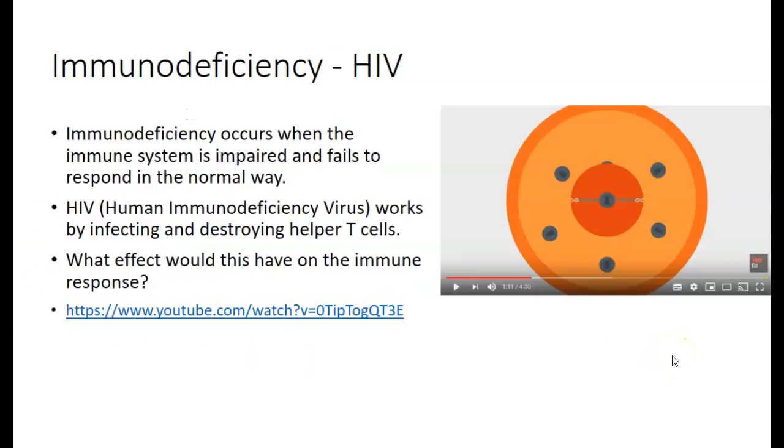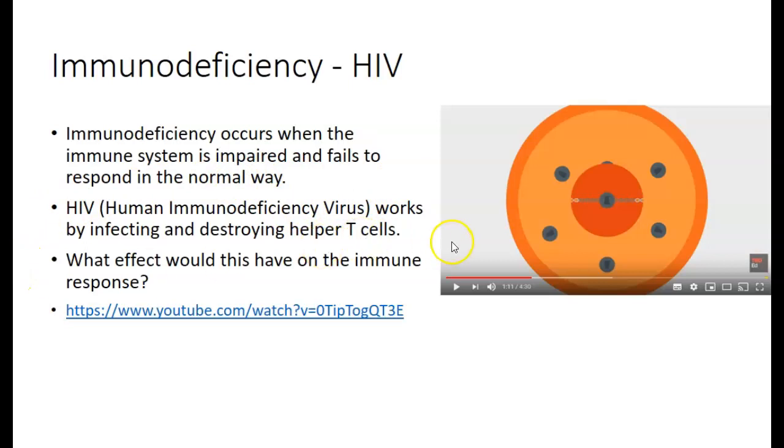Okay, so that was multiple sclerosis. Immunodeficiency. It's likely that you're going to mix up the words autoimmune and immunodeficiency. So really try to analyze the words. Autoimmune, self-immunity. Immunodeficiency, deficient immunity. So it's where the immune system is impaired or fails to respond in a normal way. That's the general explanation. The example that you need to know, as I've already mentioned in class, is HIV.